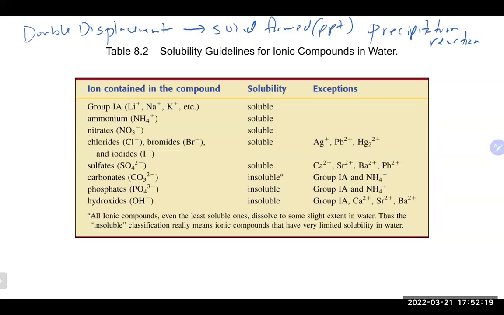The way that we can predict whether or not we would get a solid if we mix a couple of things together is by using what are referred to as solubility rules, like in this table. You have a similar table in your book.